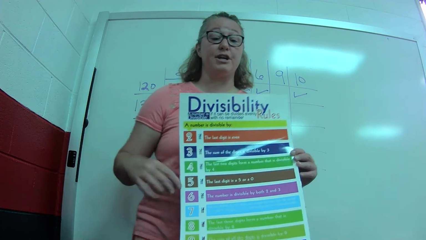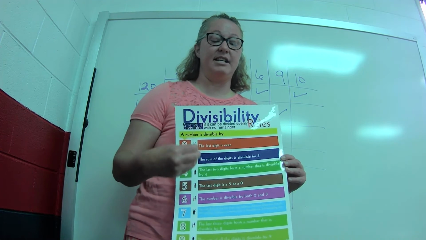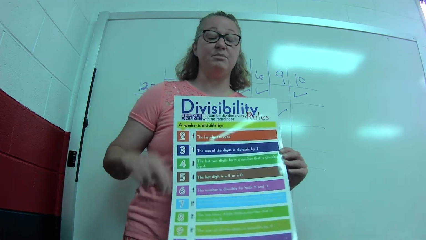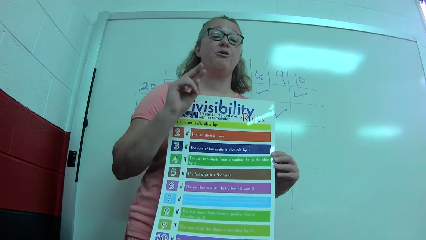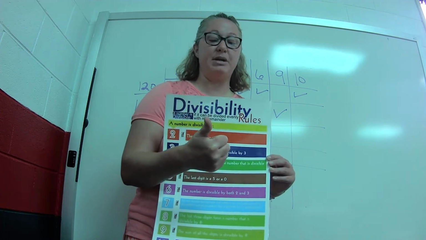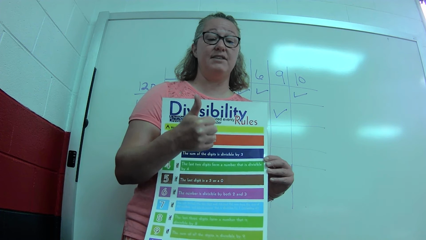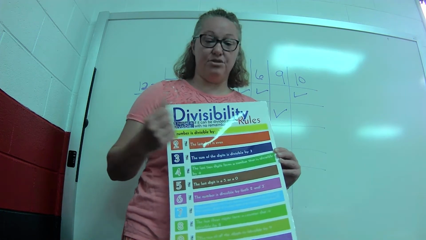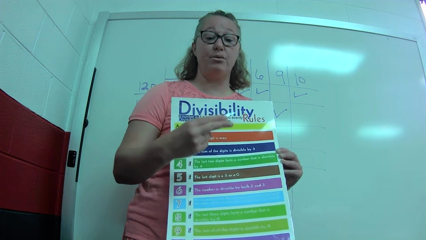For 5, we're looking for 5s or zeros at the end. Any number that ends in a 5 or a 0 is divisible by 5. For 6, remember it has 2 rules and we have to follow both rules. It must be divisible by 2, which means it has to be an even number, and it must be divisible by 3. So 6 has 2 rules and we have to follow both of them.